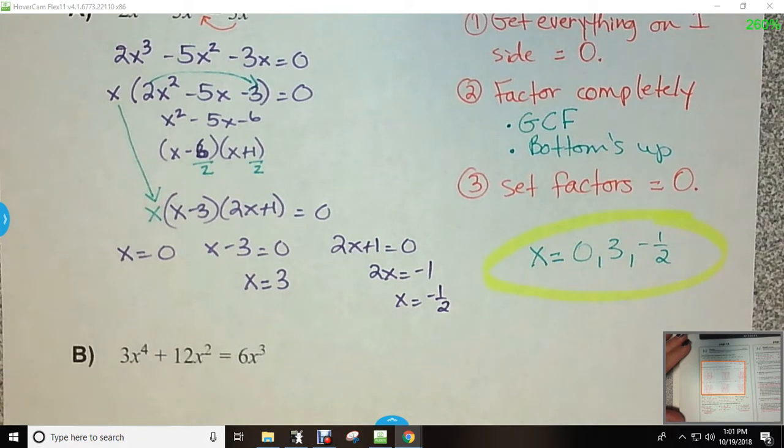Okay, hopefully that one wasn't too bad. Anybody still copying? Yeah? Okay.